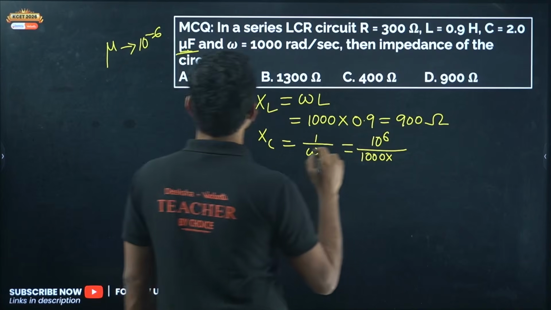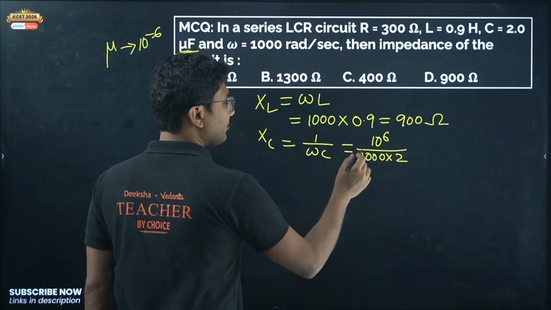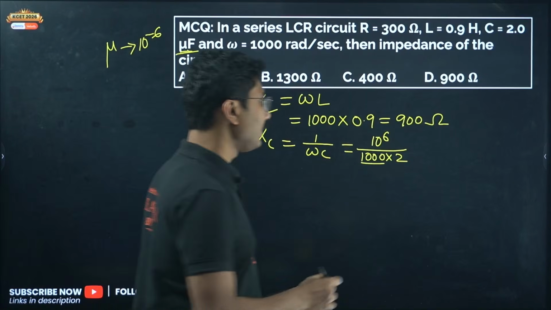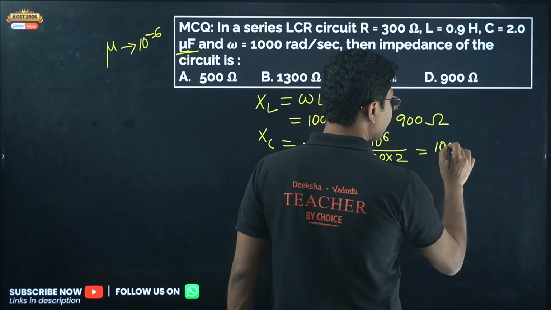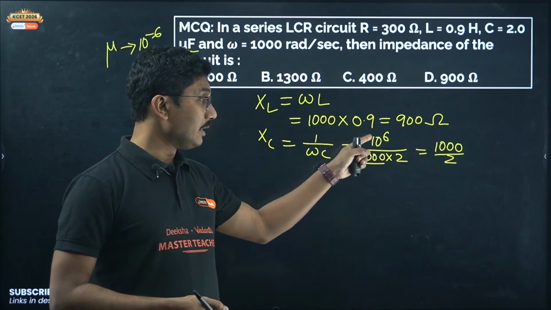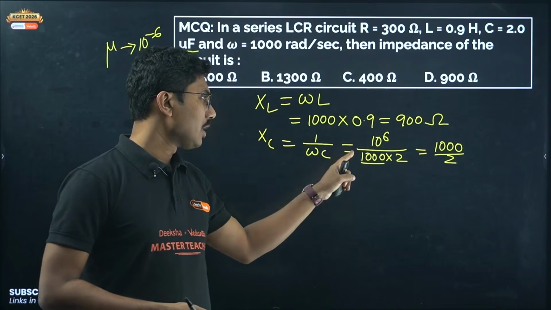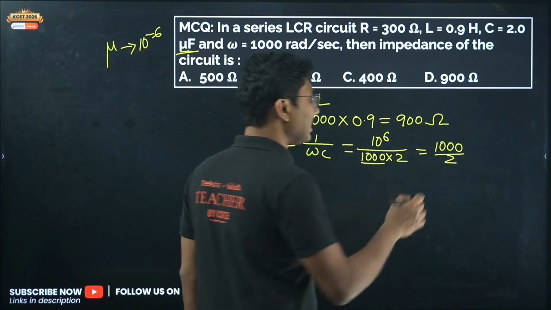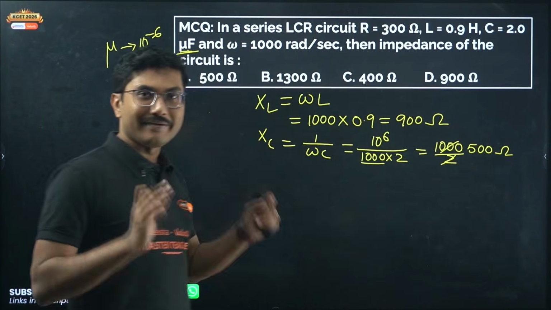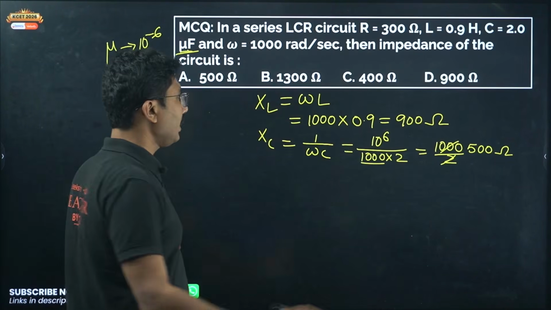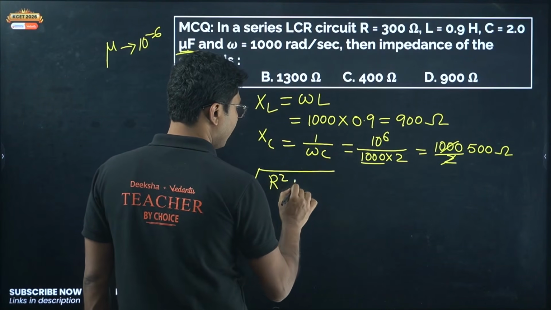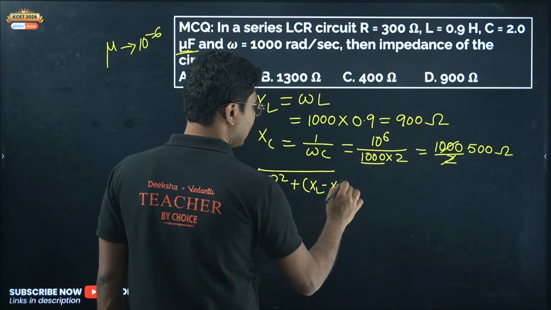Omega is 1000 and capacitance is 2 microfarad. 1000 means 10 to the power of 3, and 10 to the power of 6 on top. So in the top we have 1000 into 1000 divided by 2. So one 1000 is cancelled and another 1000 is left, so it will be 500 ohm. This is how you can save time while doing calculations. We see that impedance is given by square root of R square plus (XL minus XC) whole square.